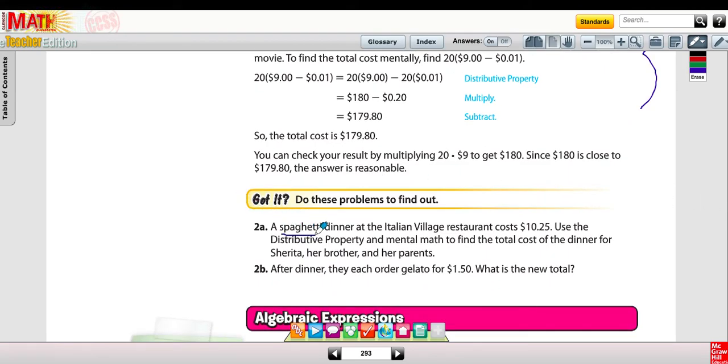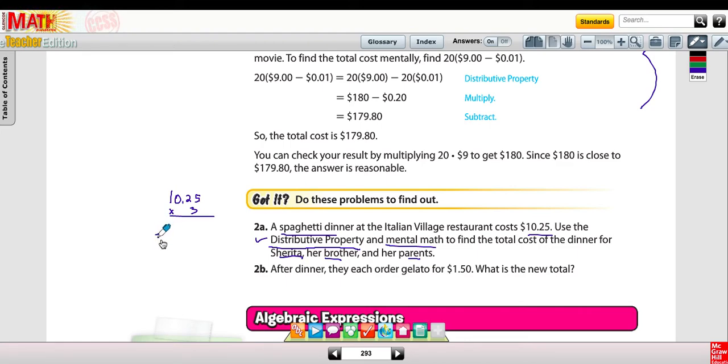So a spaghetti dinner at the Italian Village restaurant costs $10.25. And it wants us to use this strategy. Again, there's other strategies to use when solving this type of problem, but we are going to use the property to just see how it works. Okay, and then use mental math to find the cost of the dinner for Sharita, her brother, and her parents. So that's 3 people. So again, you might be thinking, I could take $10.25 times 3 a lot faster than what you're going to show me here with the distributive property. But again, play along with me here.